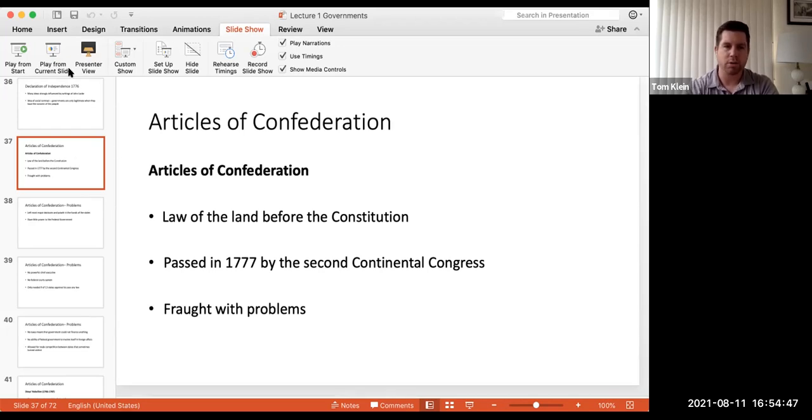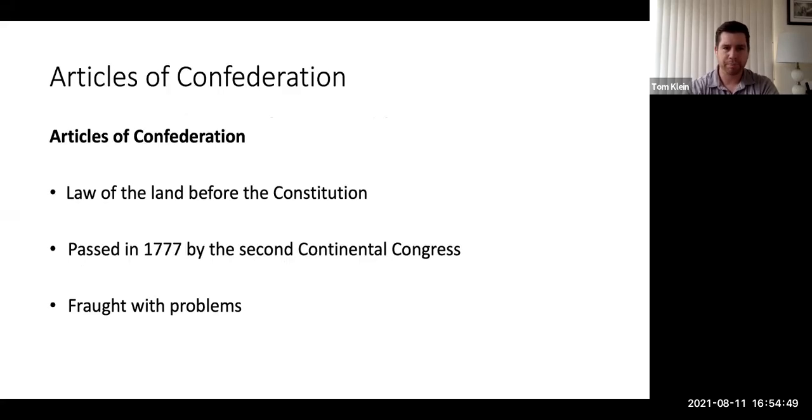And that is with the Articles of Confederation. Now, the Articles of Confederation were created by the colonies after they won the Revolutionary War to attempt to create their own type of government. Another way to think of it is perhaps the law of the land before the Constitution. It's like the Constitution before they got the Constitution right, if you will. It was passed in 1777 by the Second Continental Congress. And today it's mostly remembered as being a document that didn't really work out, and we'll get to the reasons why, and was really fraught with problems.